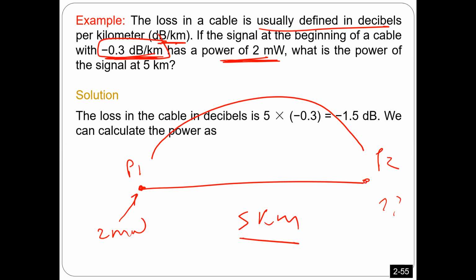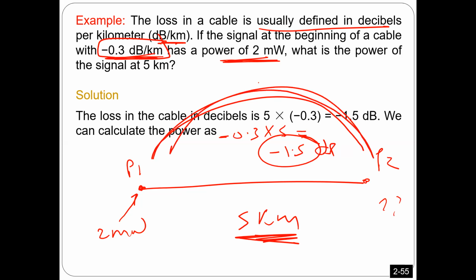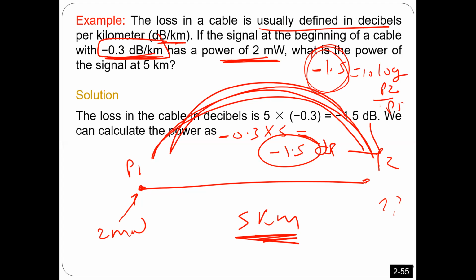Because every 1 kilometer, I'm going to lose 0.3. So in 5 kilometers, how much are you going to lose? What you are going to lose here is minus 0.3 times 5, which equals negative 1.5 decibel. So from here to here, you are going to lose negative 1.5. Is that okay? Then you can just plug into the formula we had before. So I can say negative 1.5 equals 10 log P2 divided by P1. So now I know how much power you lost. I know P1. Now you can get P2 easily. Okay.